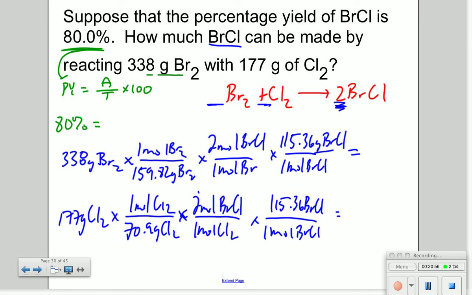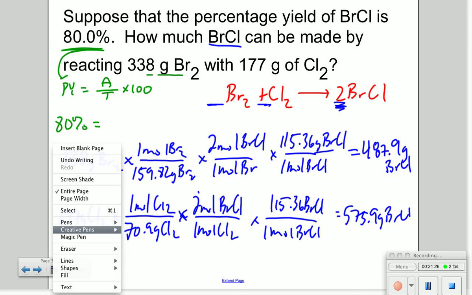All right, let's punch this in our calculator. 338 divided by 159.82 times 2 divided by 1 times 115.36. Get a big number of 487.9 grams of BrCl. The bottom equation, 177 divided by 70.9 times 2 times 115.36. I get 575.9 grams of BrCl. All right, change pen colors here.